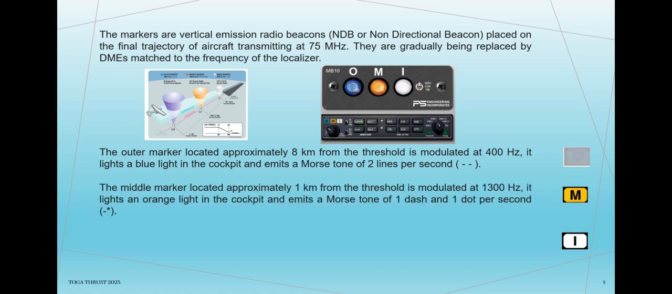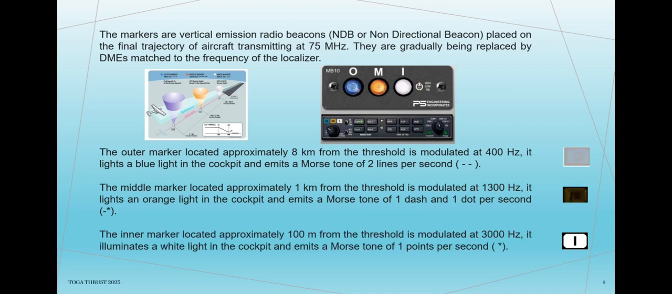The middle marker located approximately 1 km from the threshold is modulated at 1300 Hz. It lights an orange light in the cockpit and emits a Morse tone of alternating dot and dash, one per second. The inner marker located approximately 100 meters from the threshold is modulated at 3000 Hz. It illuminates a white light in the cockpit and emits a Morse tone of dots, six per second.